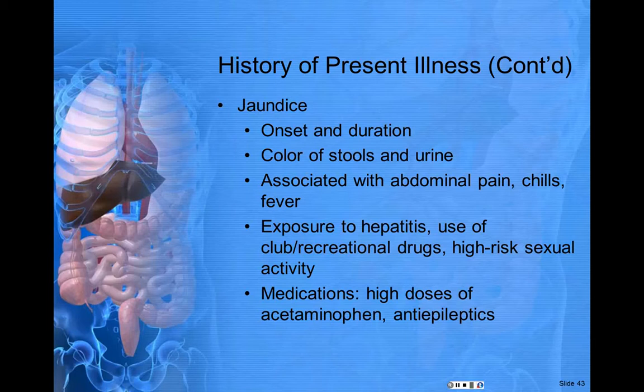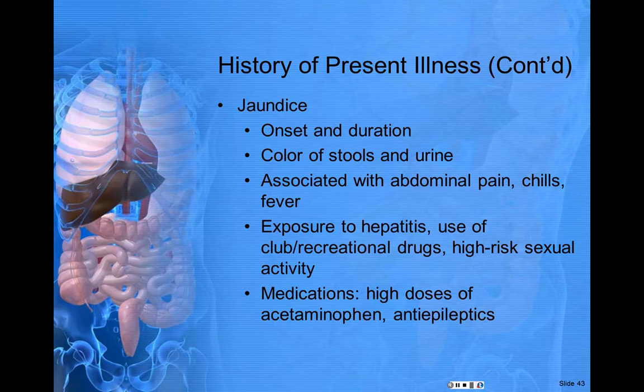Important thing to ask about is the color of their stools. Is it kind of a white color that's associated oftentimes with jaundice and hepatitis? A clay-colored stool. Is the urine dark, much darker than usual? Are there any associated abdominal pain, any chills, any fever?